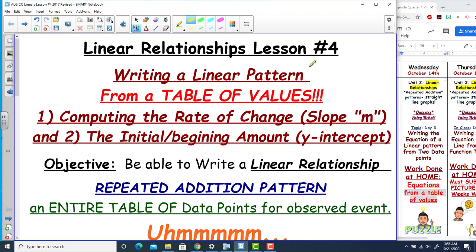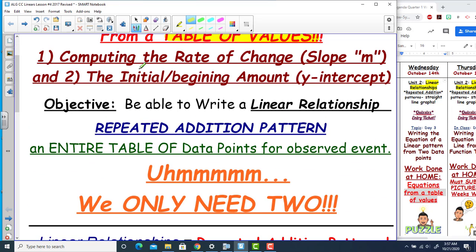Today we're going to explore linear relationships, lesson number 4. And in this lesson, we're going to talk about writing linear patterns from a table of values. In order to write a linear equation from a table of values, we're going to have to do similar steps as to what we saw in yesterday's lesson, which is going to require us to compute the rate of change or the slope, how much the relationship is increasing or decreasing by over and over again, what that repeated addition amount is. And we're also going to need to know the initial amount, where we started the relationship.